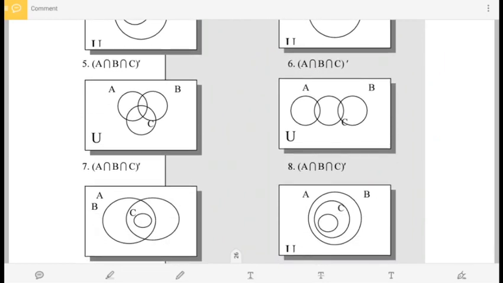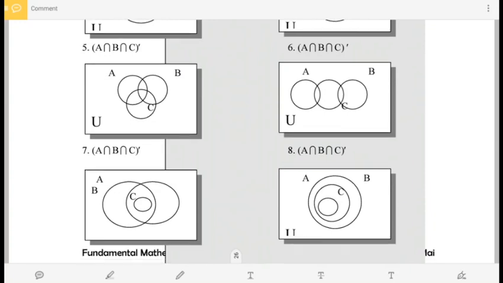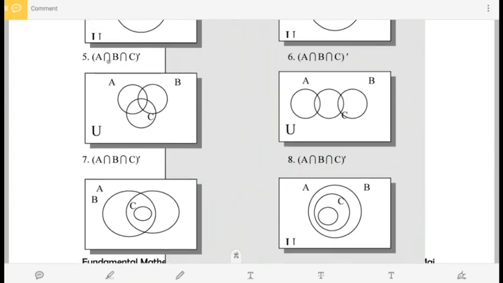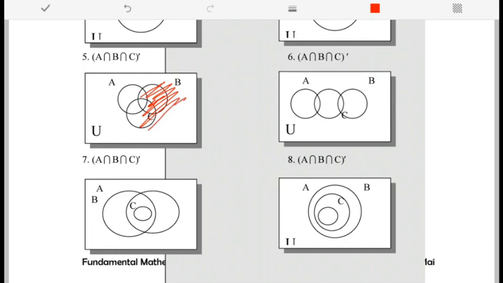Not, okay, this one. A intersect with B, intersect with C, and not that one. We know that this is the intersection of your A and C and B, right? Now, not that part, so meaning you have to shade outside that part. Okay, everything except that intersection.